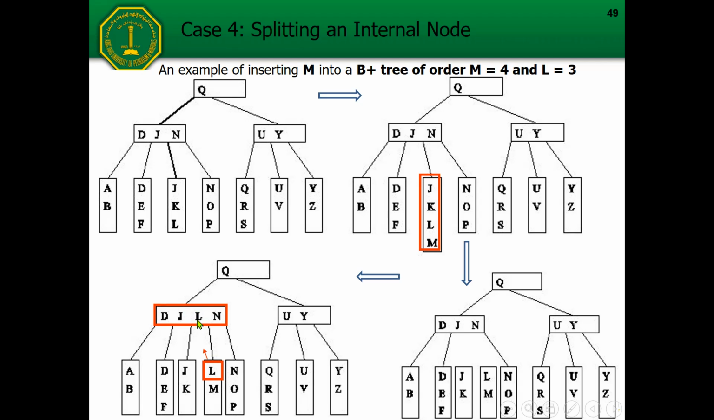But when we do this, we actually violate the maximum number of keys allowed for the internal node, because M is 4, which means the maximum number of keys can only be M minus 1, which is 3. So we need to deal with this problem. The way that we deal with this problem is to apply a similar strategy as in the B-tree, because other than the leaf nodes, the structure of this B+ tree is actually just a B-tree.